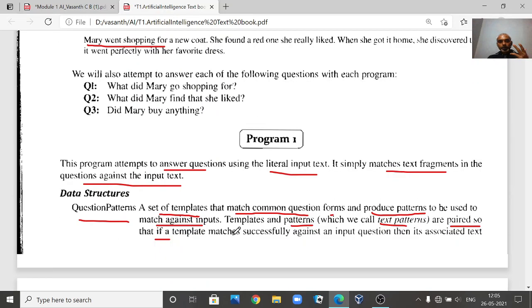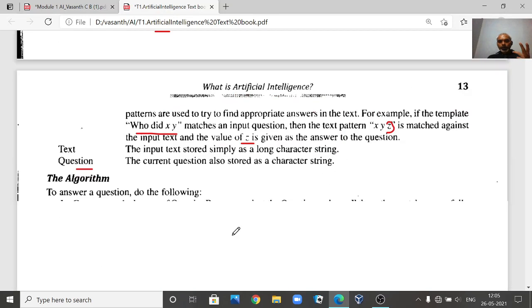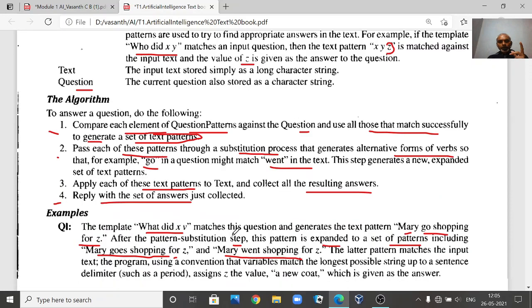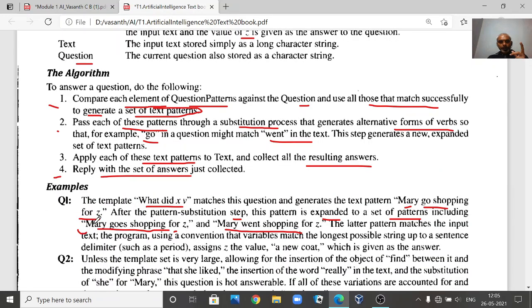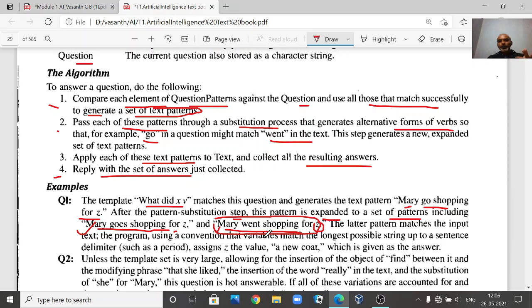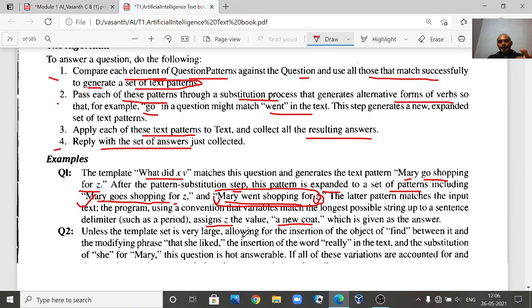Mary go is not there, right? But we have generated two alternatives. One is Mary goes and the other one is Mary went, and this one is matching. So this is matching, Mary went shopping for Z. Now where this Z is there after for, Mary went shopping for a new coat. So now that will be the answer. We assign Z the value a new coat and we will define this as our answer, right?